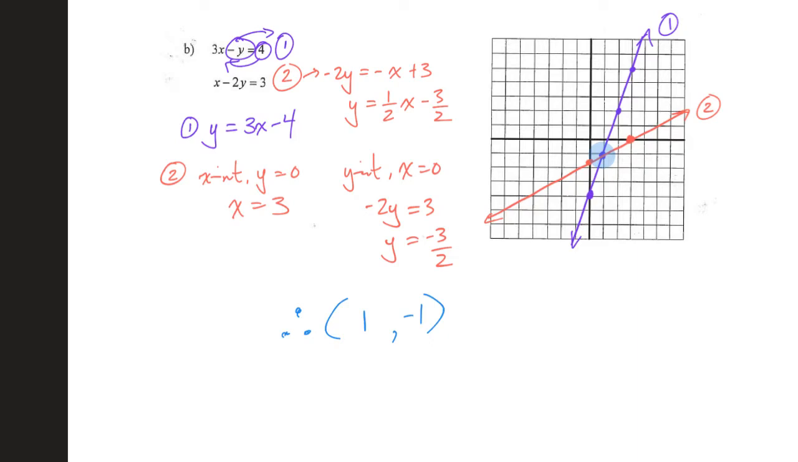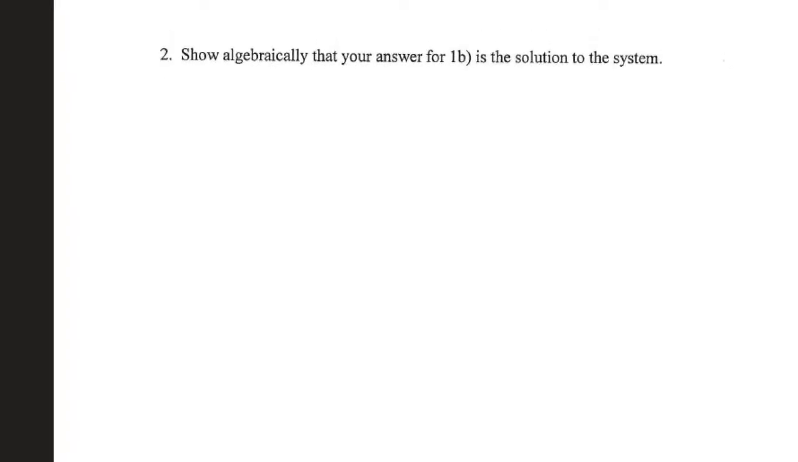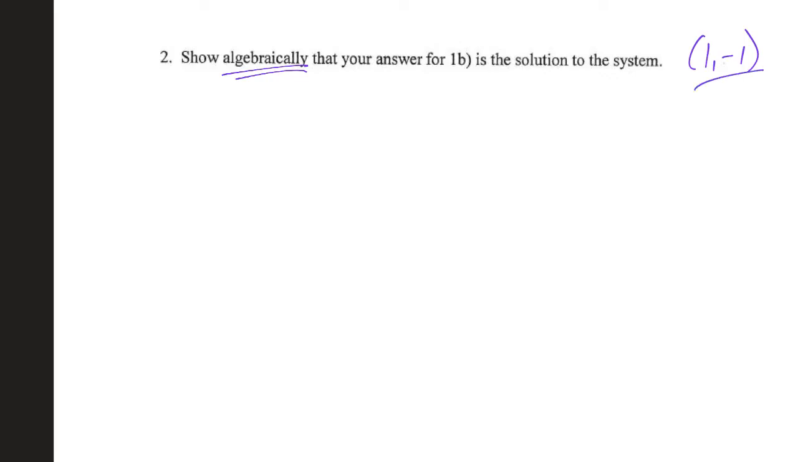Okay, let's take a look at question 2 at the bottom of the page. What we want to do is show algebraically, so, no graphs, that the answer we got in 1b is the solution to the system. That's basically us saying, hey, show that you were right. Show that that solution of 1, negative 1 was correct. I want to walk through this process because this is something that we addressed way back when we started to solve equations: how can we check our answer?